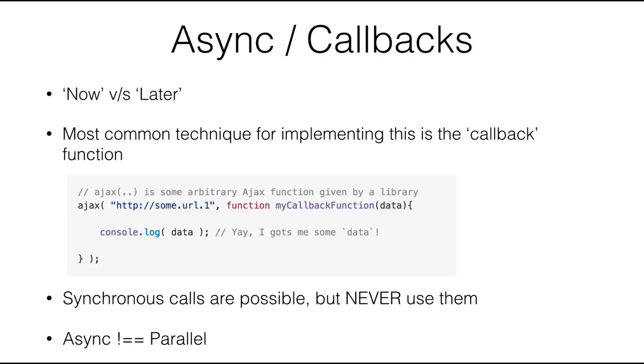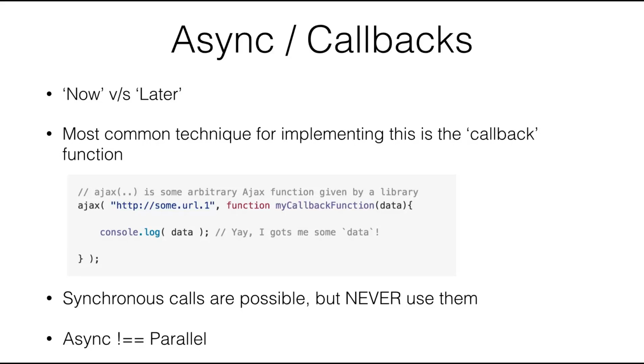One of the most common techniques to implement the later sections of the code is the callback. Right now over here we have an example, it says arbitrary, but if you look closely you can see it's jQuery. You have an Ajax function that calls out to the server, and then you give it a function which is going to get called with the data that the first call returns. So that's basically it.